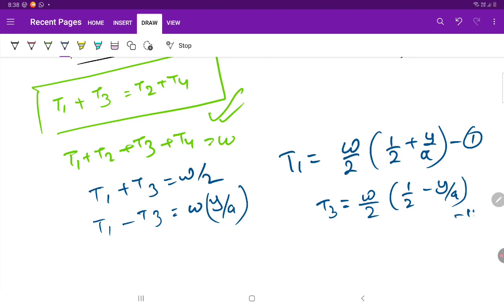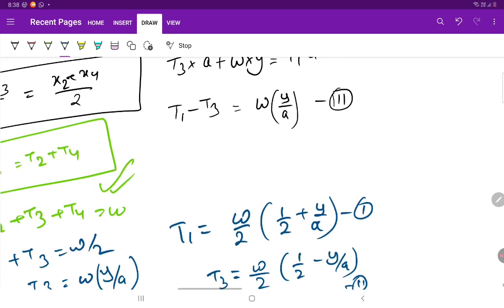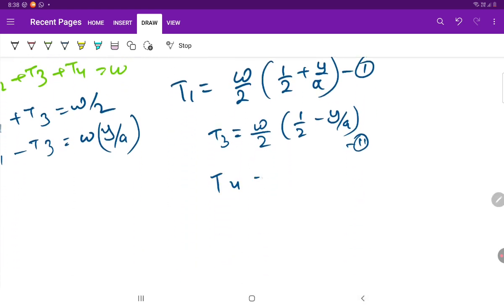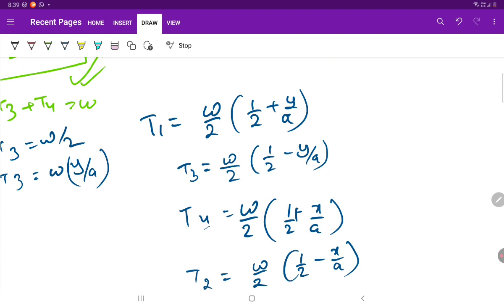This is equation 2. Similarly, the other two equations will yield T4 equals W by 2 into 1 by 2 plus X by A, and T2 equals W by 2 into 1 by 2 minus X by A. Just check, there may be some problem in permutation. Maybe it will be T2 here instead of T4 and T4 here instead of T2. Doesn't matter, because we need to make all of these terms greater than or equal to 0.